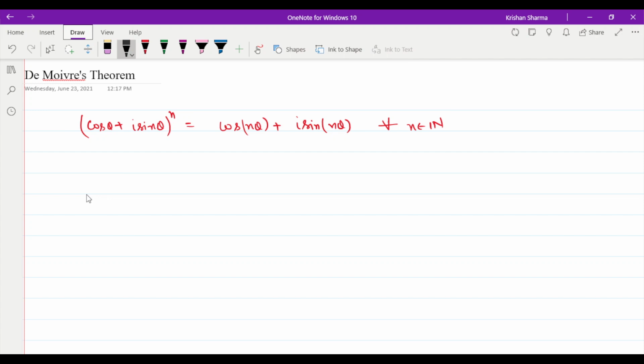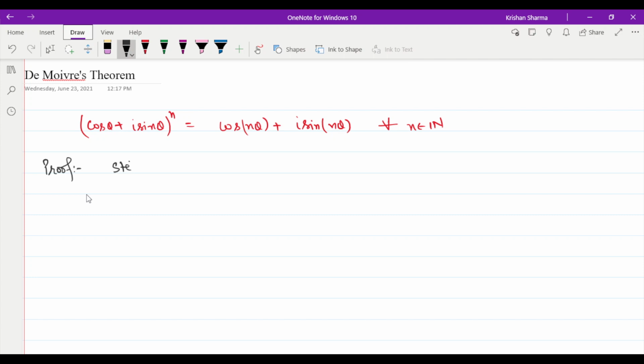Hello friends, today we are going to prove (cos theta + iota sin theta)^n = cos n theta + iota sin n theta for all n belonging to natural numbers. To prove this, we are going to use the principle of mathematical induction.